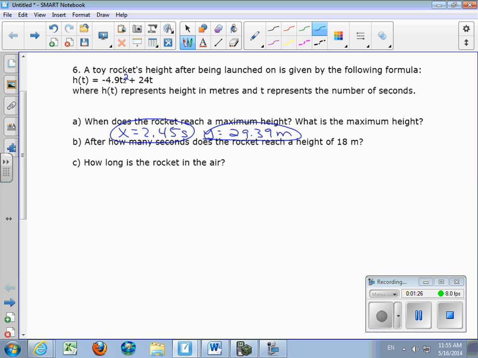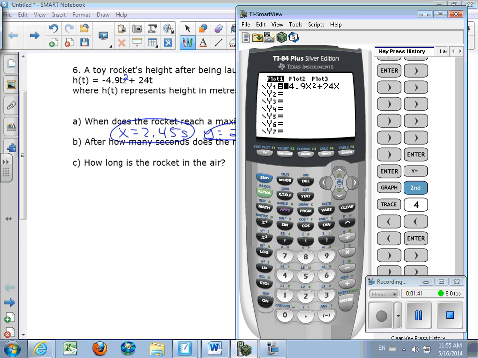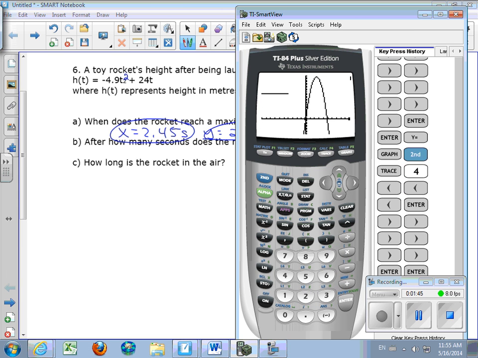The next question, B, after how many seconds does the rocket reach a height of 18 meters? Now 18 meters is a y value because the height was y. So if we go to our calculator, go back to y equals, we can set a second equation at y equals 18, hit graph, and we'll see that the rocket is at a height of 18 meters 2 separate times, on the way up and then on the way down again. So technically there are 2 answers to this question.